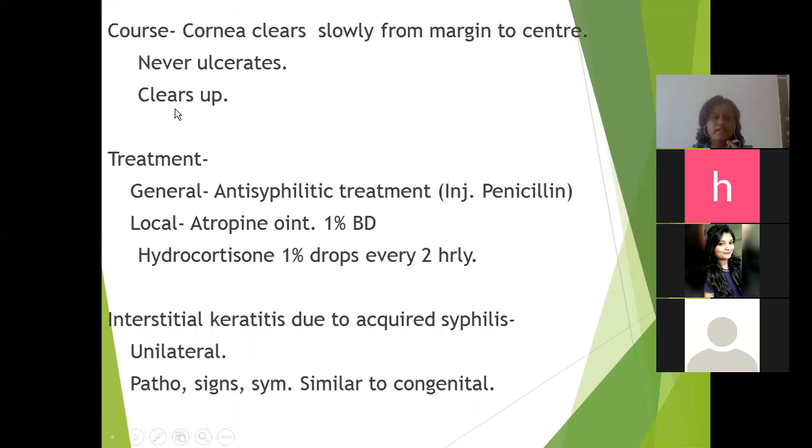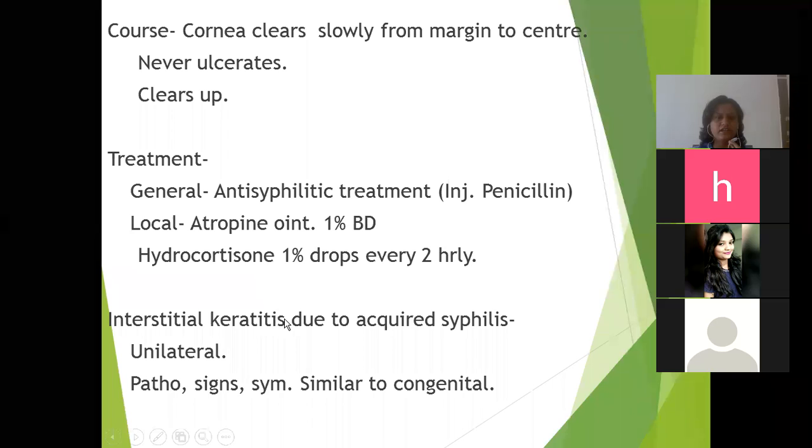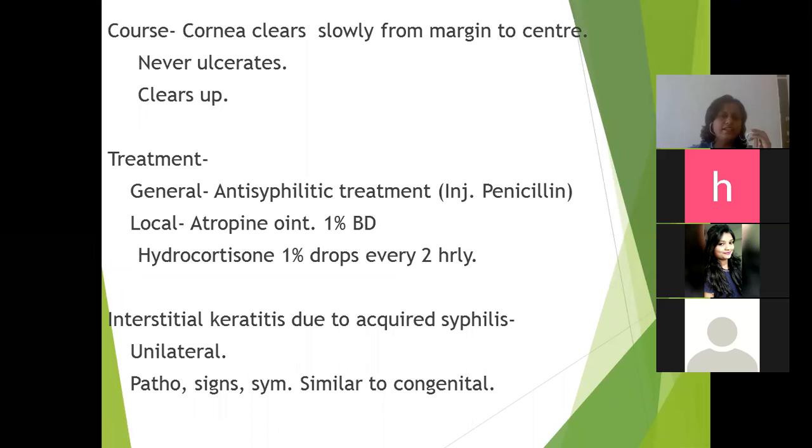And the treatment is generally antisyphilitic treatment, that is injection of penicillin we can use, and as local treatment we can use atropine ointment 1% BD, that is twice a day locally. Hydrocortisone 1% drops every 2 hourly we can use as local treatment. Then interstitial keratitis due to acquired syphilis is unilateral, and the pathological signs and symptoms are similar to congenital.